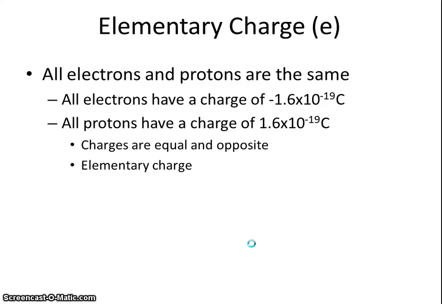Another thing to remember about charge is called the elementary charge. So all electrons and protons are the same. All electrons have a charge of negative 1.6 times 10 to the minus 19 coulombs, and all protons have a charge of 1.6 times 10 to the minus 19 coulombs. Electrons and protons have an equal yet opposite charge, equal in magnitude, opposite in sign, and we call this the elementary charge because they're both the same number, so we call this number, 1.6 times 10 to the minus 19 coulombs, the elementary charge.